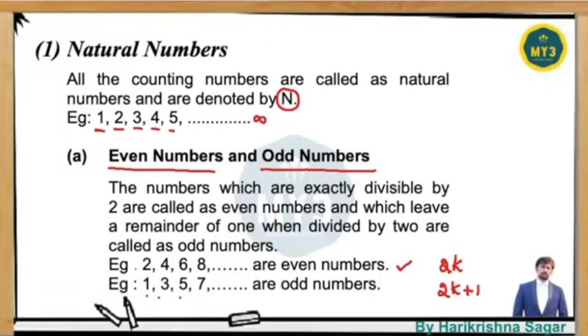So an even number means the number is completely divisible by 2. An odd number means when we divide by 2, we get a remainder of 1. So that's a basic thing. And how can we denote them? Even numbers are denoted with 2k, odd numbers are denoted with 2k plus 1. Okay, just basic things which you already know from your school standard.